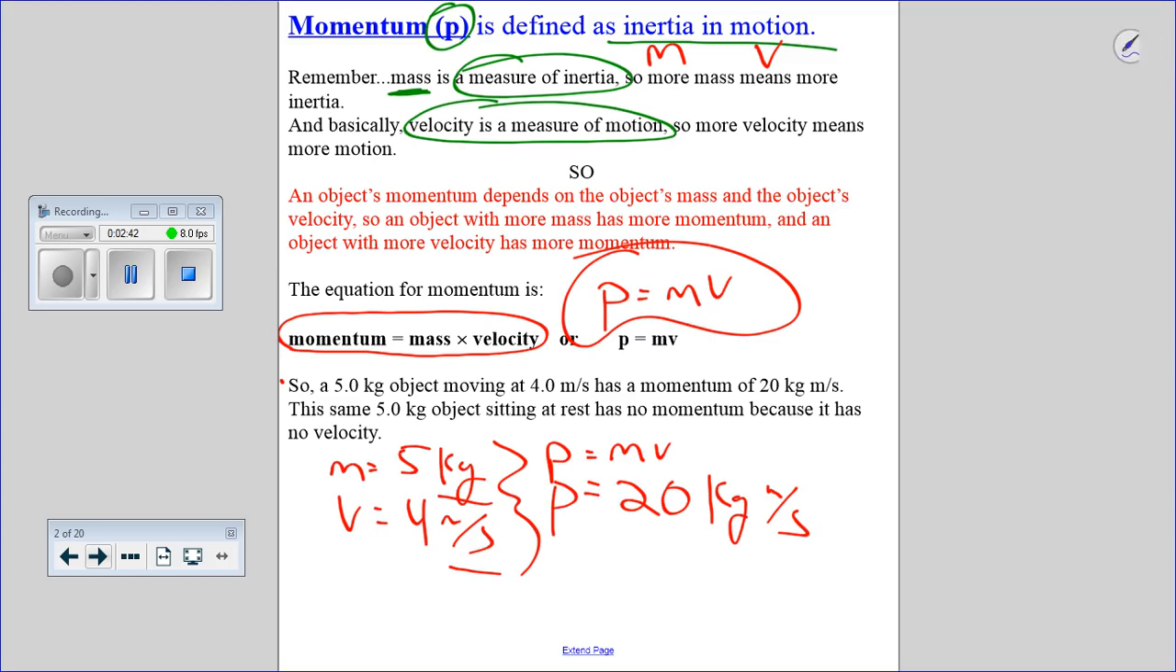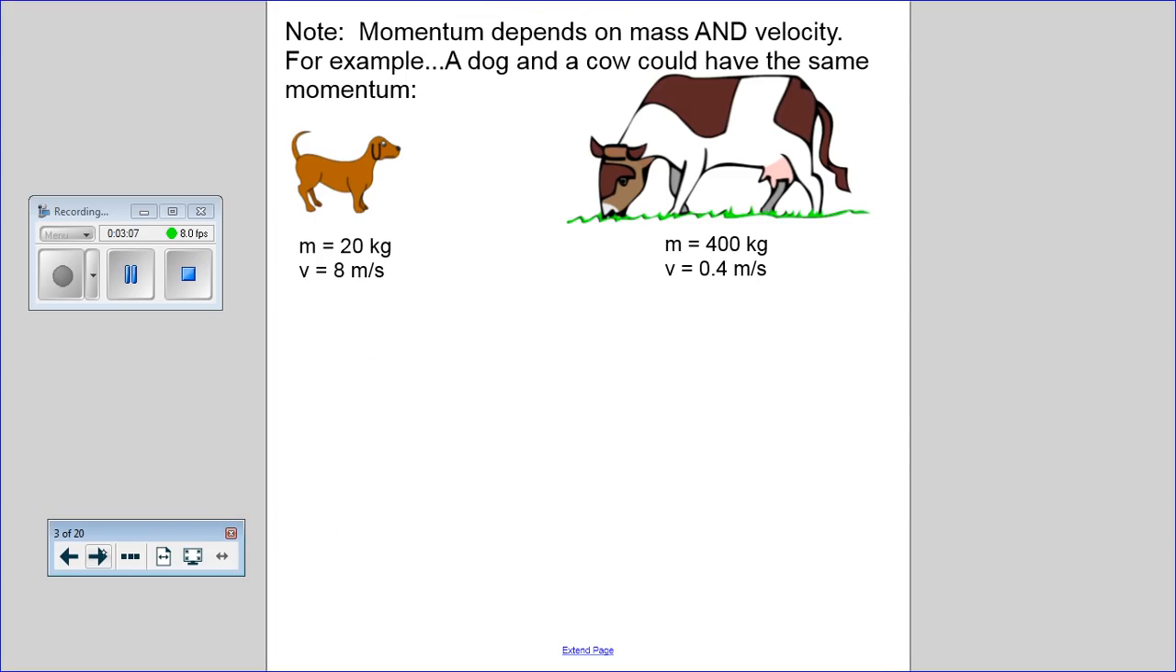Now notice that same object, if it's sitting at rest, because the velocity is 0, that's going to make your momentum equal to 0. So you have to have motion to have momentum. Notice in this example, even when the thing is at rest, it still has inertia, because it still has a mass of 5 kilograms. It just doesn't have momentum. All right? So let's dig a little bit deeper.